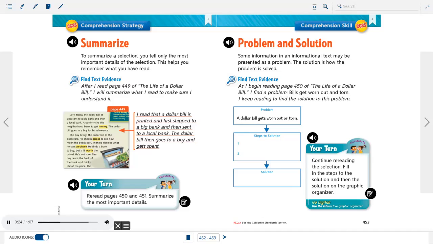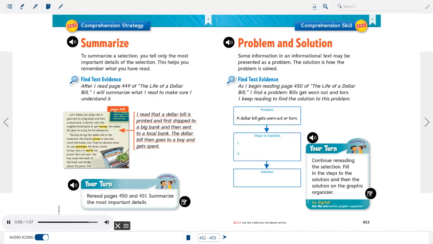Let's follow the dollar bill. It gets sent to a big bank and then a local bank. A family visits this neighborhood bank to get money. The dollar bill goes to a boy for his allowance. The boy brings the dollar bill to the bookstore. He checks prices to see how much the books cost. Then he decides what he can purchase. He finds a book to buy, but is it worth the price? He's not sure. The boy reads the back of the book and thinks about the price.